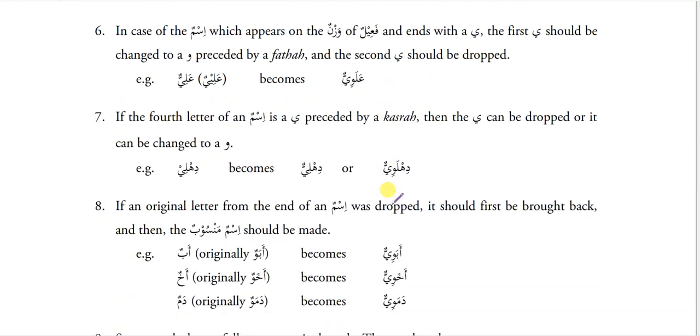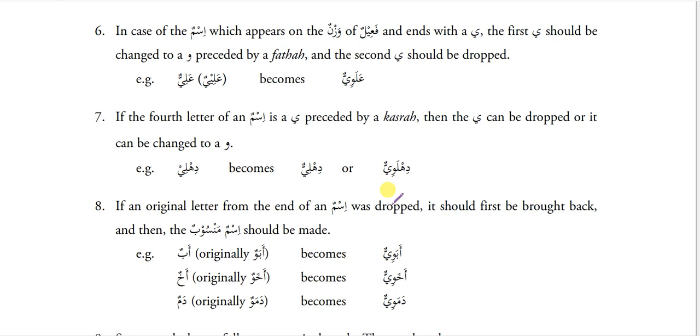Point number 6. In the case of ism which appears on the wazan of fa'ilun, you won't know about the wazan if you haven't learned the sarf and bab. So still, if you don't know, just read it and move on, because this is the very rarest chapter in the Nahw.